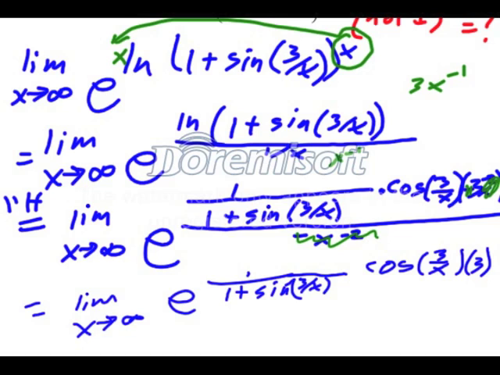Now if we put really, really big numbers in for x, the sine term is going to 0, so the 1 over 1 plus sine part actually goes to 1, and the cosine goes to 1, so this is going to 3. So 3 times 1 divided by 1 ends up being e to the third power.